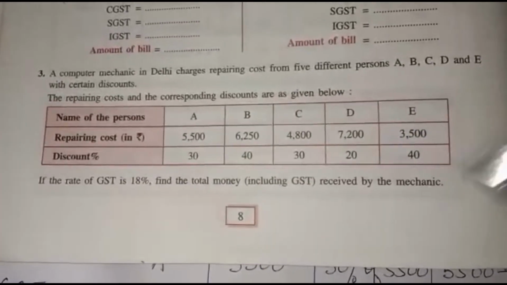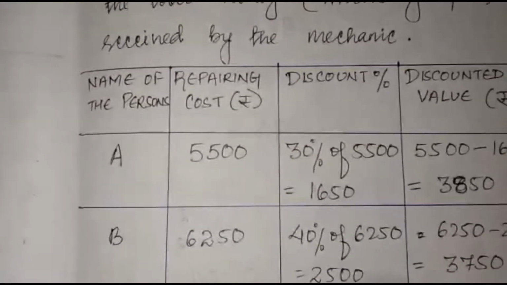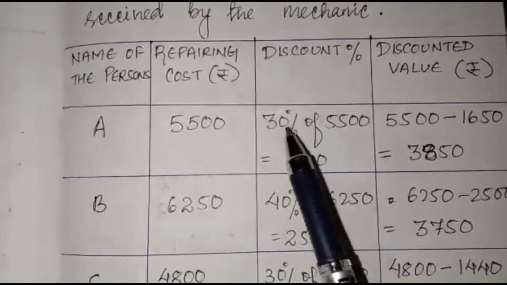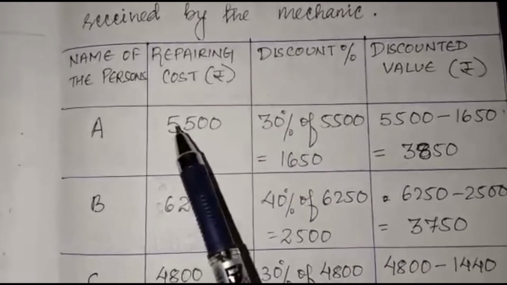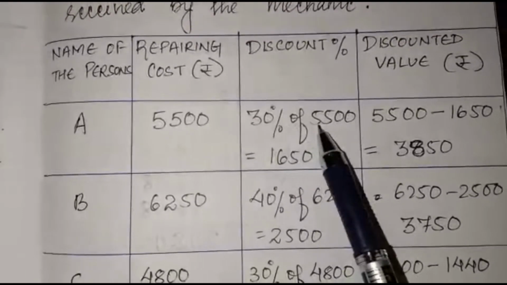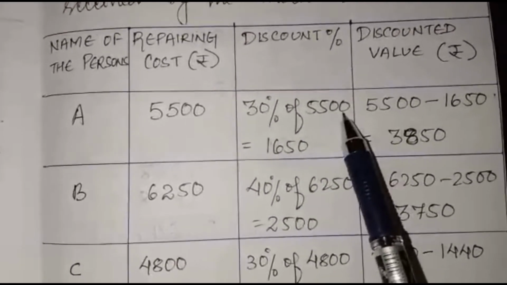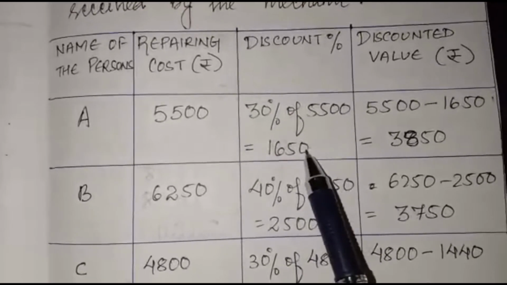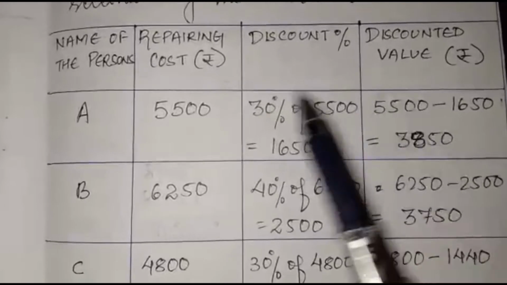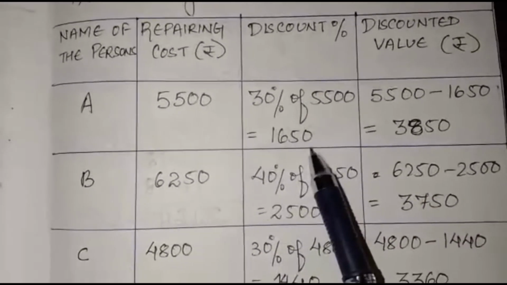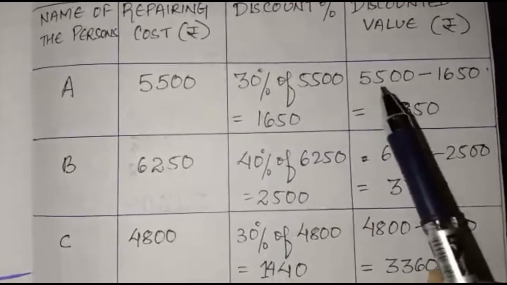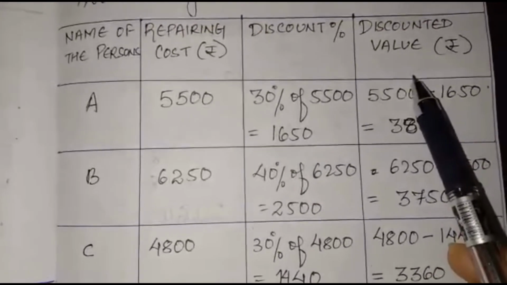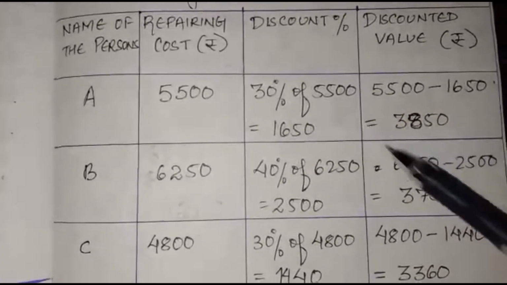So first we need to make a table here. First, name of the person A, repairing cost 5,500. The discount given is 30%, so he will get a discount on this repairing cost. So 30% of 5,500, calculate this, you will get 1,650. After getting a discount of 1,650, how much will he pay? Discounted value will be repairing cost minus discount. You have to subtract this discount, so this is 3,850. This is the discounted value. After getting the discount, he has to pay this much money.